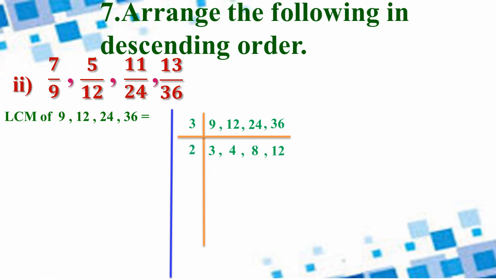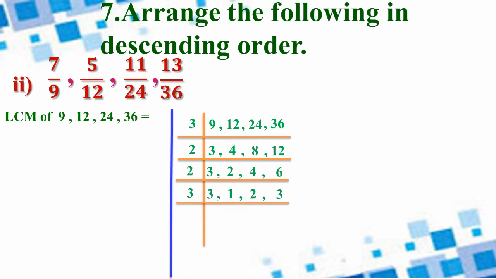Next, the common divisor is 2. Here 3 is not divisible by 2, so carry forward 3. Next, 2 2s are 4, 4 2s are 8, 6 2s are 12. Next, the common divisor is 2. Here 3 is not divisible by 2, so carry forward. Next, 1 2s are 2, 2 2s are 4, 3 2s are 6.